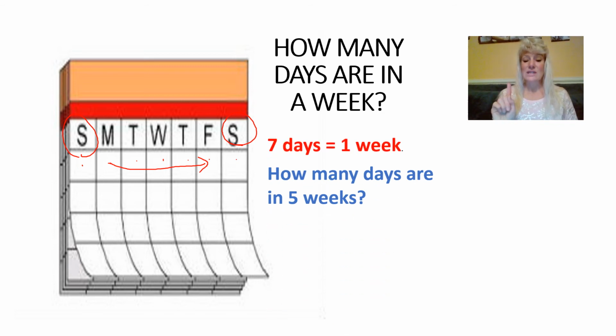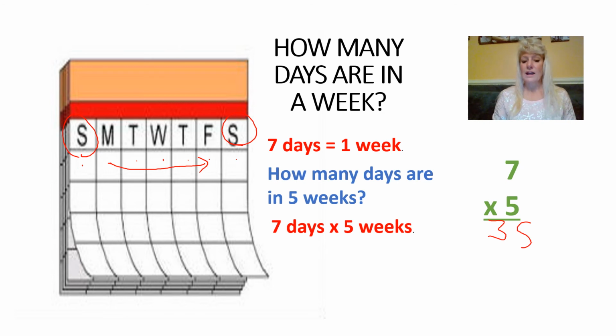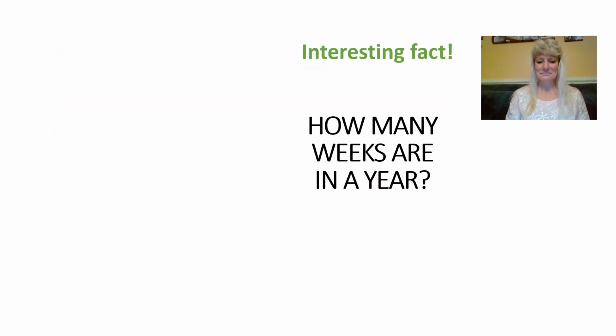So if there are 7 days that equal 1 week, how many days would equal 5 weeks? I would have to do 7 five times in order to equal 5 weeks. So I'm going to go ahead and do that over here, and I know 7 times 5 is 35. So there are actually 35 days in 5 weeks.